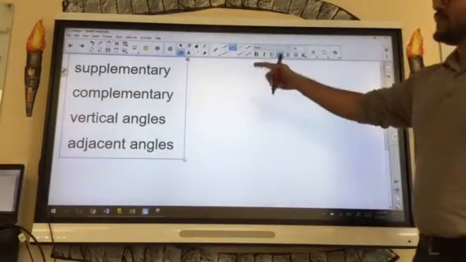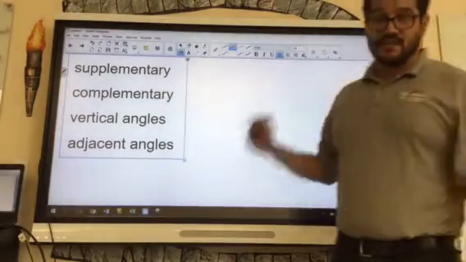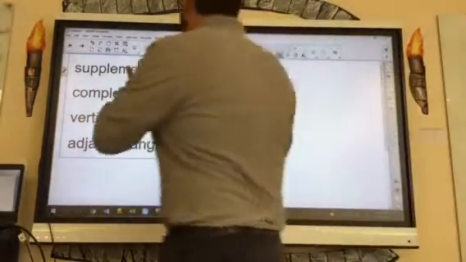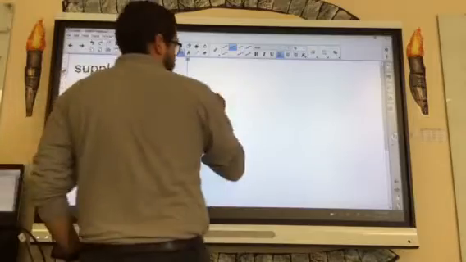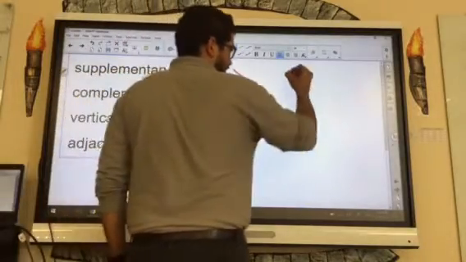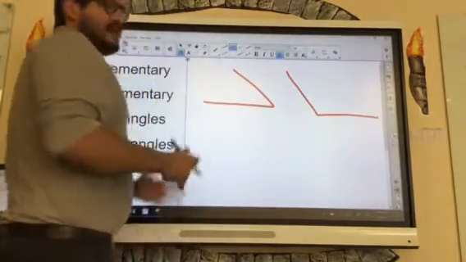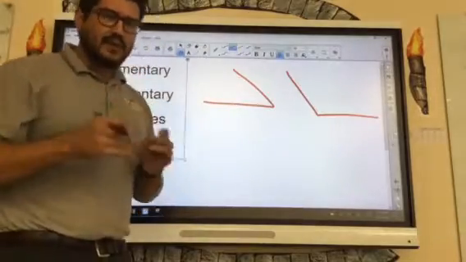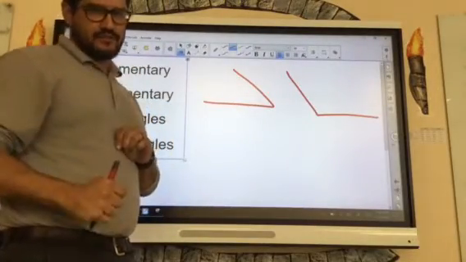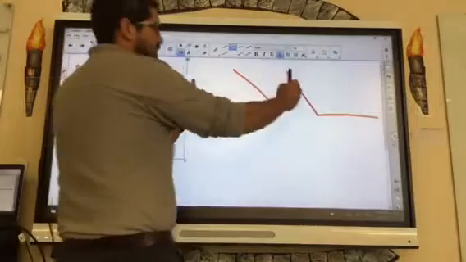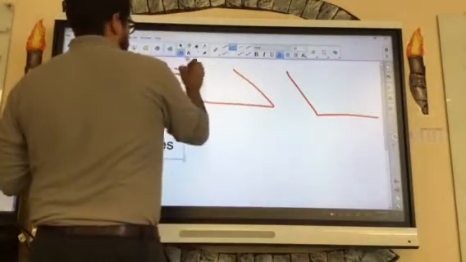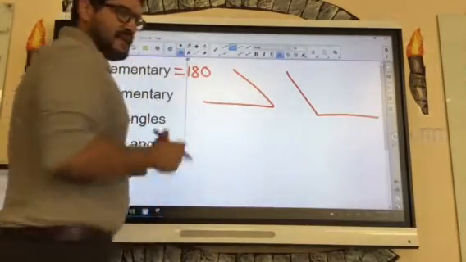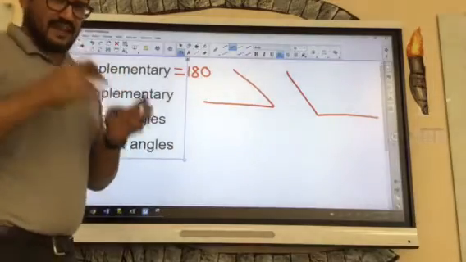Then supplementary, complementary, vertical angles, and adjacent angles. Now, supplementary angles are two angles. So I get an angle here, and then let's say I give you an angle here. Okay? That when I put them together, they equal 180 degrees. So when I put these lines together, they equal 180. So supplementary means that when you put two angles together, they equal 180.